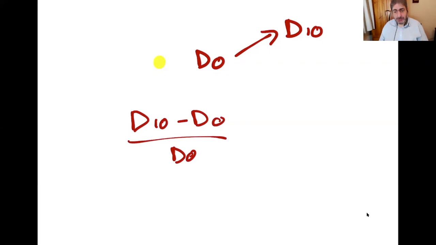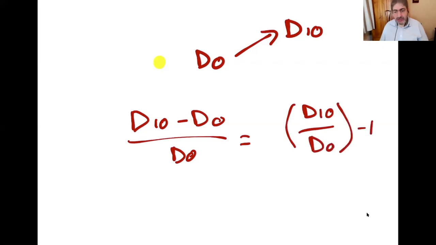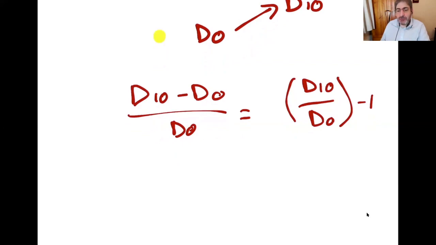Does it make sense? Okay, so this is the same as doing D10 divided by D0 minus 1. This is mathematically the same. Okay? Now, if you do this, that will give you the total growth of the dividend over the 10 years. Now, let's call it G10. This is the total growth over 10 years. Now, I don't want the total growth over 10 years. I want the yearly growth, the average yearly growth.